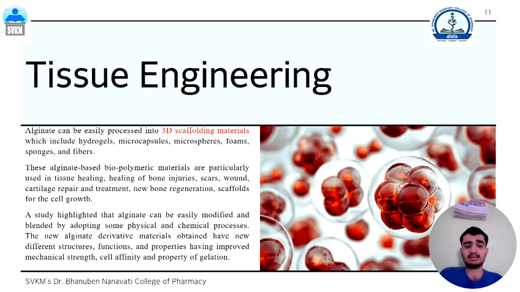A study highlighted that alginate can be easily modified and blended by adopting some physical or chemical processes. The new alginate derivative materials obtained have different structure, function, and property, having improved mechanical strength, cell affinity, and property of gelation. As you can see in the diagram, the alginate easily forms the hydrogel molecule in a 3D capsule.